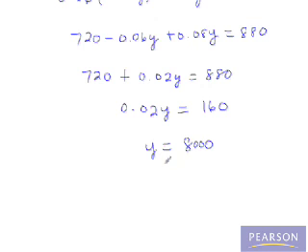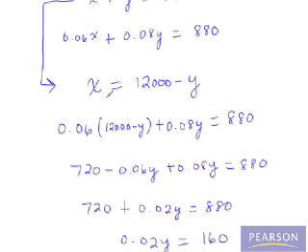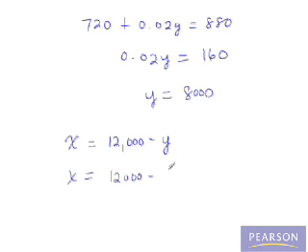And remember, y was the amount of money invested in fund number 2. So we know now that there was $8,000 invested in fund number 2. We know to solve for x, x is the same thing as 12,000 minus y. We now have figured out that y is equal to 8,000. So x is equal to 12,000 minus 8,000, which is equal to 4,000.